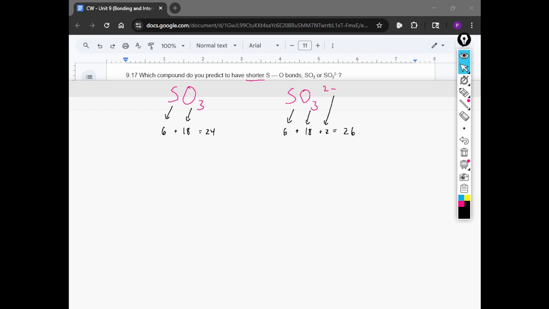Alrighty, guys. So let's start going over the structures. If you're still drawing yours, feel free to finish up as I start drawing them, and then you guys can check afterwards. But let's start with SO3.